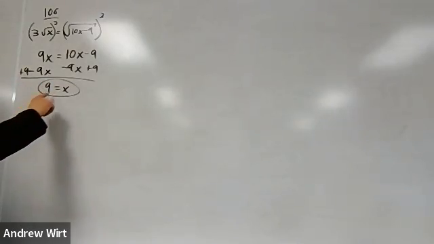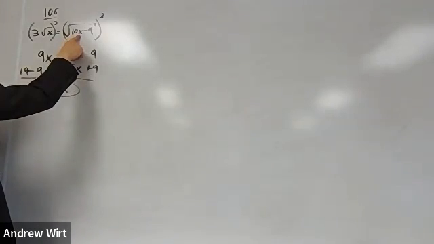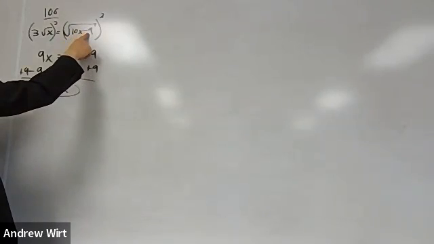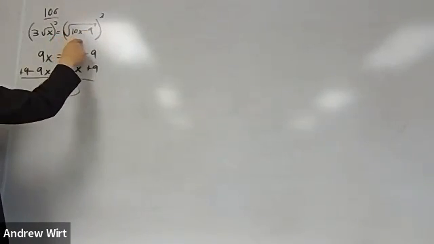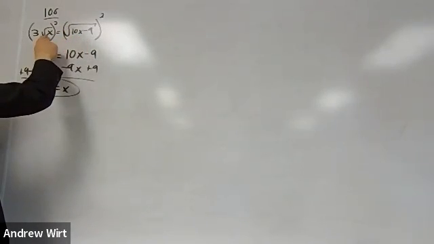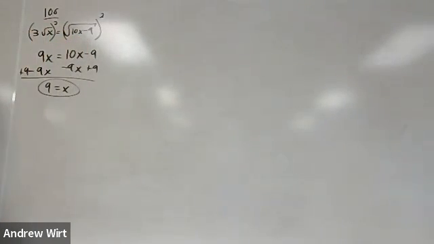So let's check. Plug in 9 here. We get 90 minus 9 is 81. Square root of 81 is 9. So we get 9 on this side. Over here, square root of 9 is 3. 3 times 3 is 9. So that works.